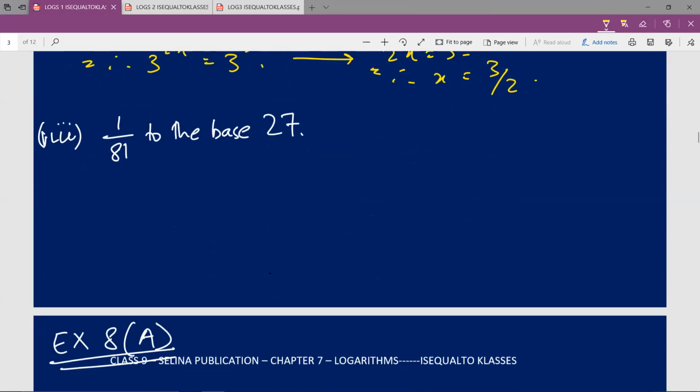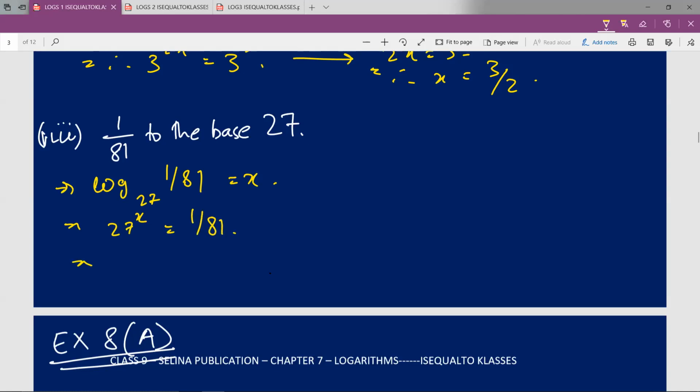Moving on to the next subpart, the 8th, the final subpart. So over here, 1 upon 81 to the base 27. Now over here, after the phrase, there is a number which is 27, so I'll be writing that in the subscript. Now over here, in the log form, I can write this as log of 1 upon 81 to the base 27 is equal to x. So in the exponential form, I could write this as 27 raised to the power x is equal to 1 upon 81.